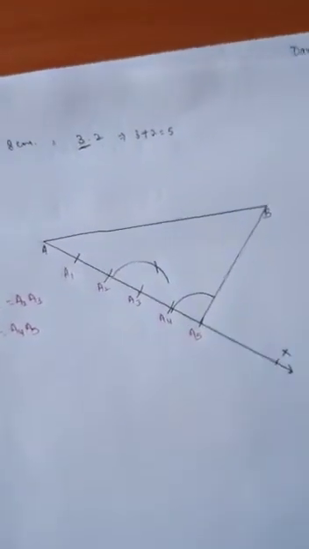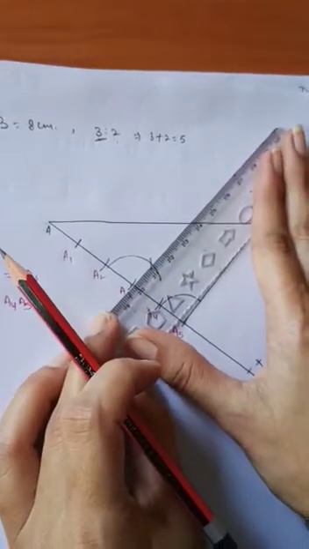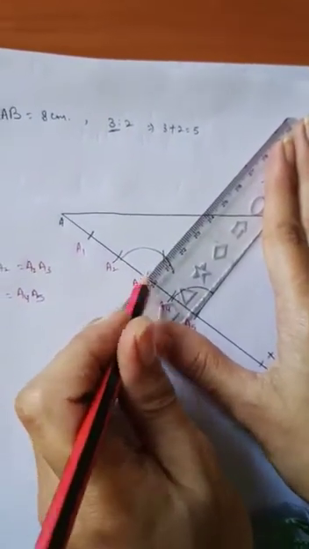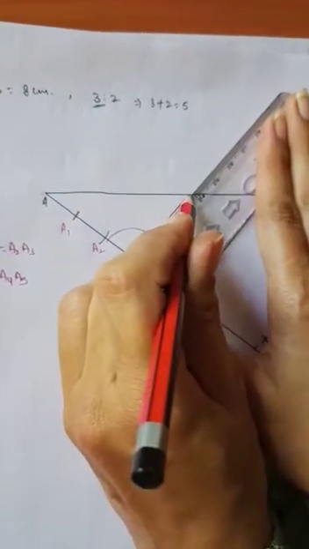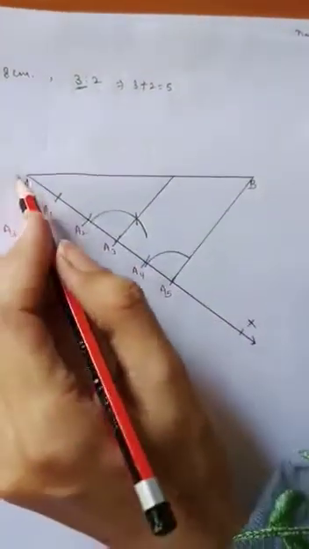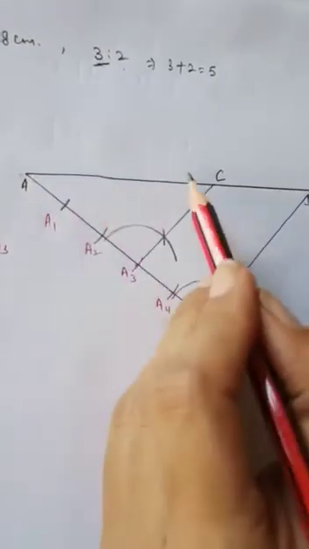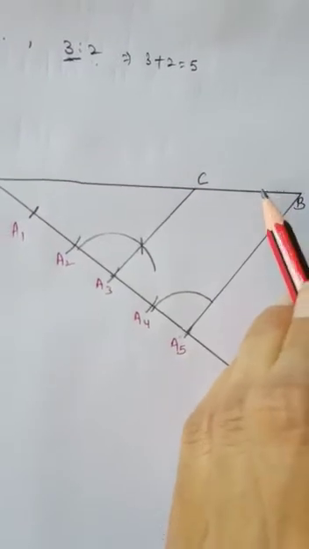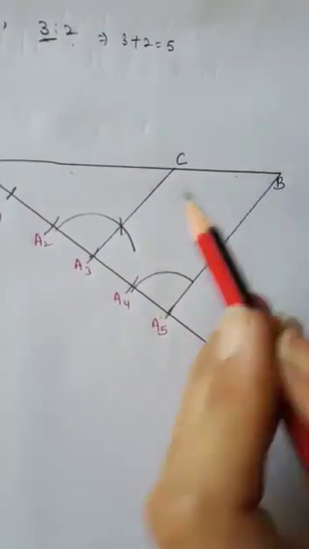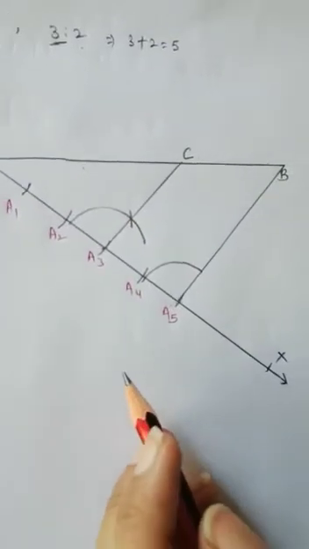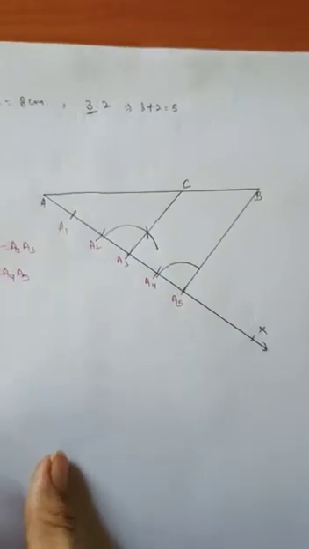Then we will join this line to the point A3, and then we will extend it and join it at the line segment AB. So this point is C. We can see here AC is 3 parts and CB is shorter than AC. So this is the 2 parts. So this is the diagram showing how to divide the line segment into the given ratio 3:2.